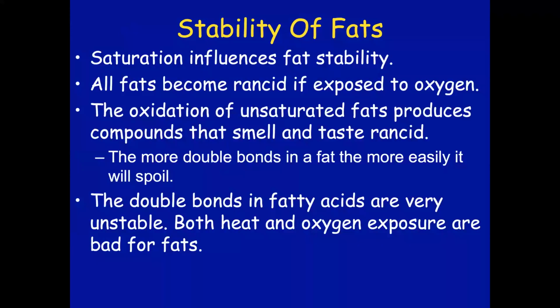And saturation has a direct effect on how stable the fat is. All fats, I don't care what type of fat you have, will become rancid if exposed to oxygen over a period of time. The oxidation of unsaturated fats will trigger the degradation of that compound, and it's going to smell funny, it's going to taste funny. The more double bonds that you have in a fat, the more easily it will go bad.